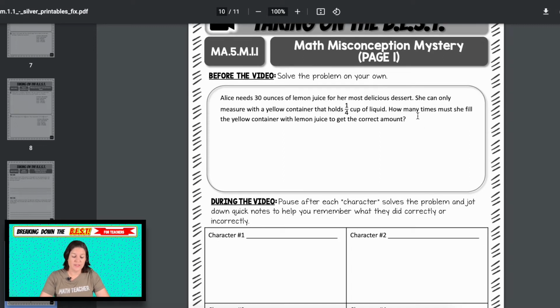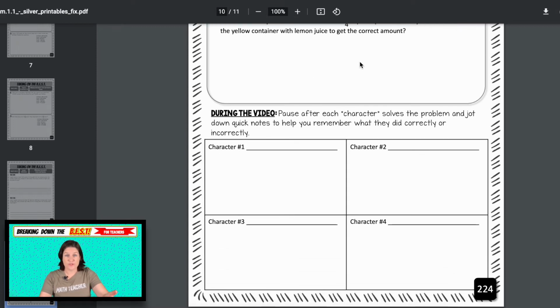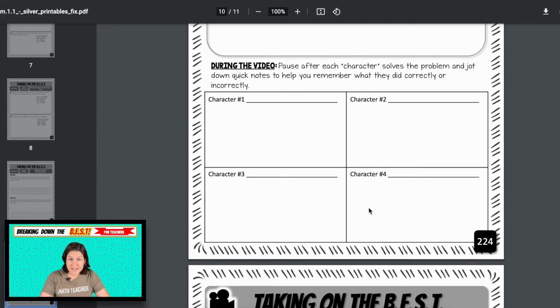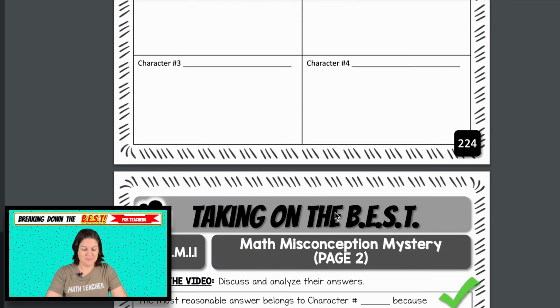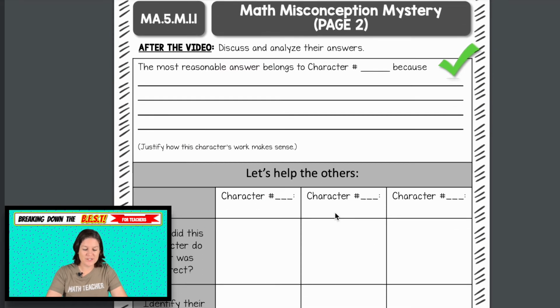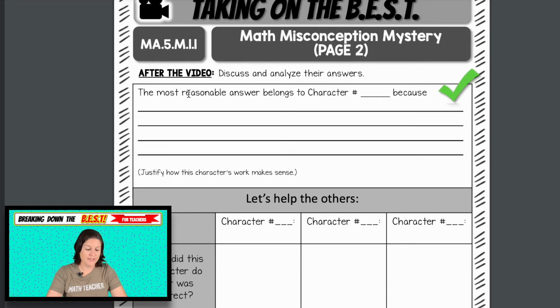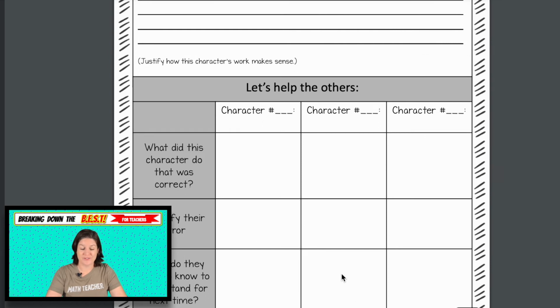I'll let students know that they can solve this problem on their own, and then after they solve it, they can also solve it in a group. It depends on what you want to do. And then they will watch as 4 characters solve that same problem. 3 of those characters are going to make a mistake, while only 1 of them has the correct answer. And yes, those characters are just me dressed up in silly costumes, using funny accents, and trying to make it fun for them. After they watch the video lesson and all the characters, they will fill out their detective report, stating who the most reasonable answer belongs to and evaluating the work of the others, okay?